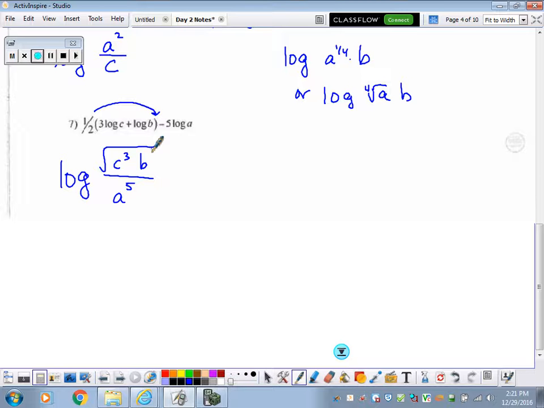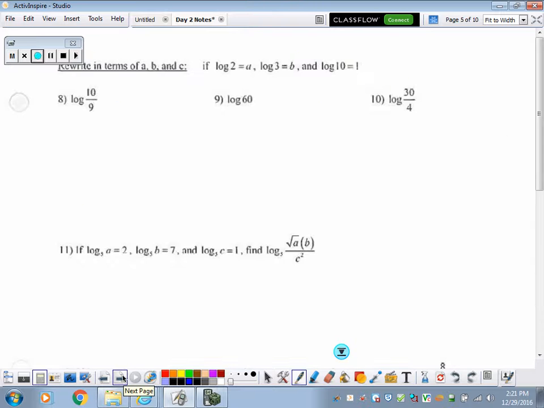So we've got a couple of examples there using log properties to condense and to expand. On the next page, we're going to do a little bit more expanding, this time with numbers, a little less with letters and more with numbers, using our primes. So we're going to rewrite in terms of A, B, and C, given that log 2 is A, log 3 is B, and log 10 is 1. We don't really need that given to us. We already know that log 10 is equal to 1.